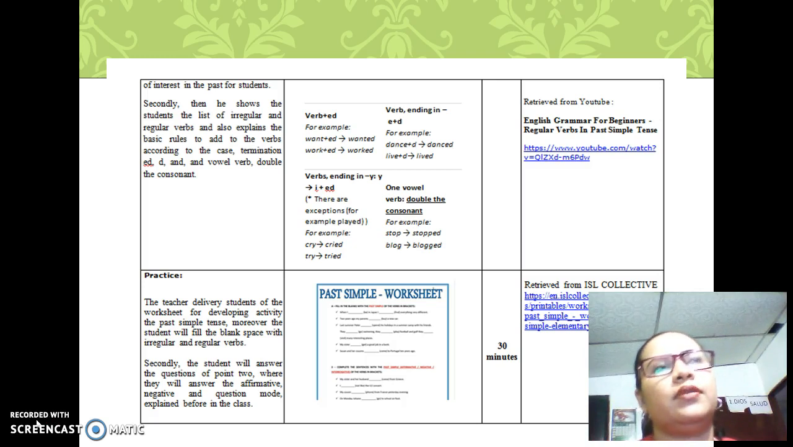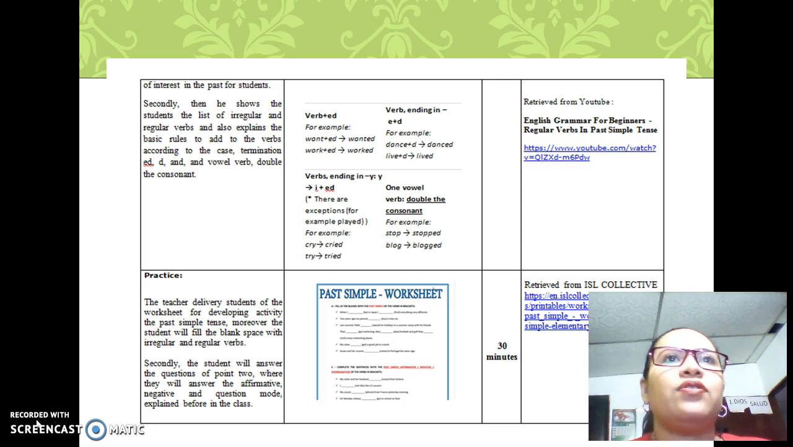The second part is the presentation where the teacher shows the students the list of regular and irregular verbs and also explains the basic rules. In this case, they add ed to the verb, according to the ending. Verbs ending in a consonant take ed, for example, wanted. Verbs ending in e take only d, for example, danced.